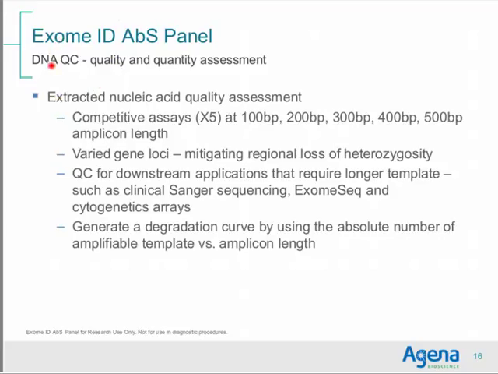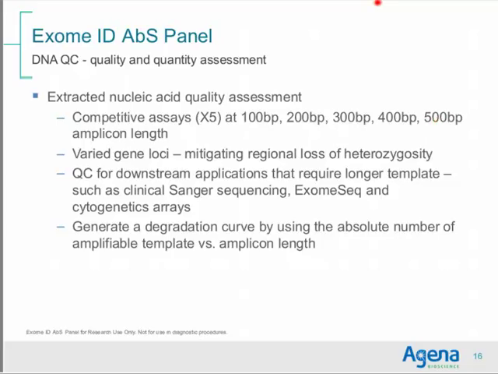In addition, you'll recognize that we have 5 DNA QC assays in there, just like the sample ID panel. With the sample ID panel, all of those assays are 100 base pairs in size. Whereas with the sample QC panel, because we are barcoding for technologies that require longer amplicons, we have put these QC assays at 100, 200, 300, 400, and 500 base pairs in length. So now we are able to determine the number of amplifiable copies at each size of amplification.